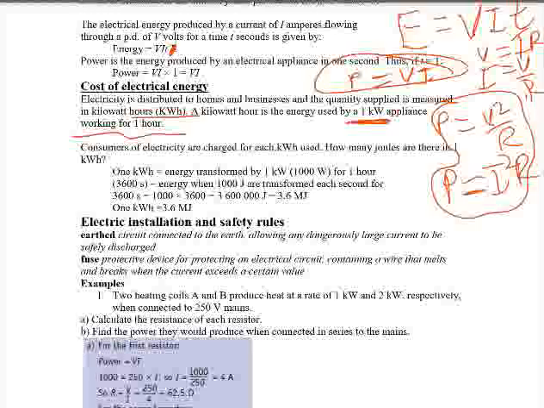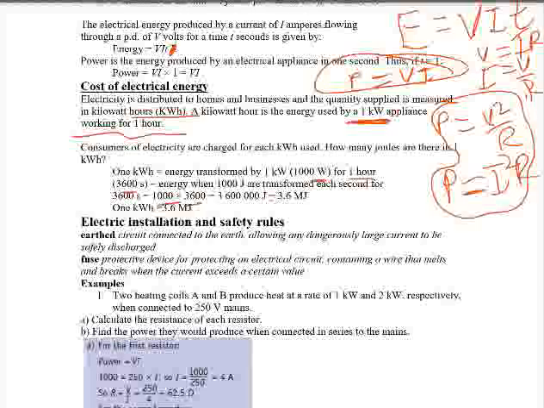How many joules are in 1 kilowatt hour? Let us change this. 1 kilowatt hour is equal to 1 kilowatt of power times 1 hour. That means 1 kilowatt is 1,000 watts for 1 hour. Therefore, we can substitute here 1 kilowatt, which is equivalent to 1,000 times what? The time is how much? 1 hour is 3,600 seconds, and multiplying this, you can get this value.